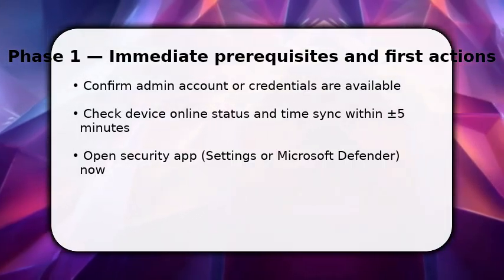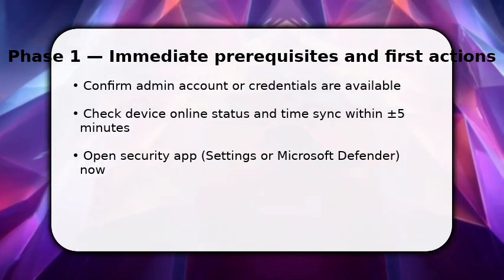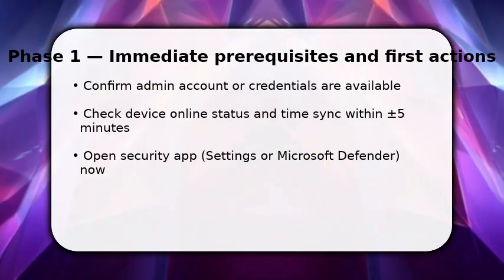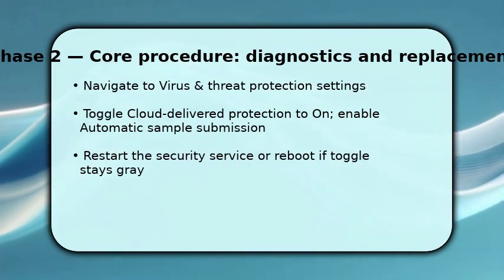You now enable the protection. In Virus and Threat Protection settings, locate Cloud-Delivered Protection and flip it on. Also enable automatic sample submission so Microsoft can analyze suspicious files.